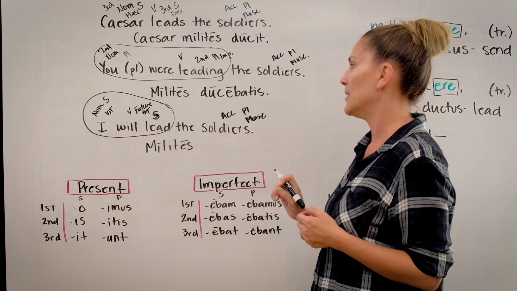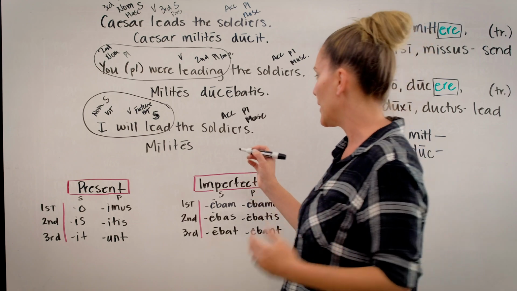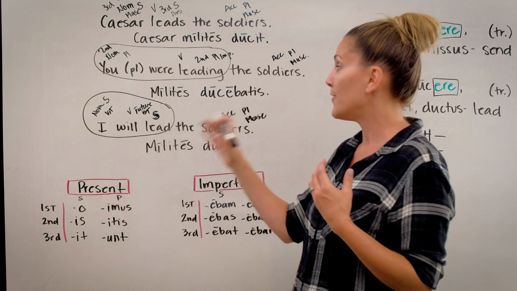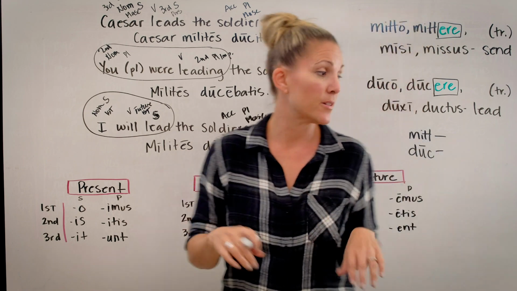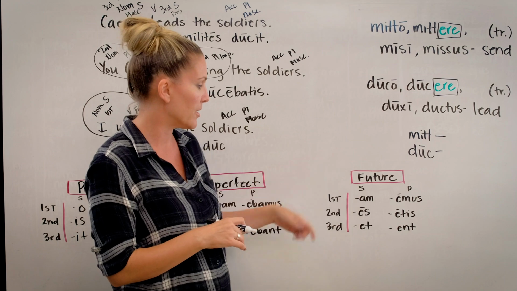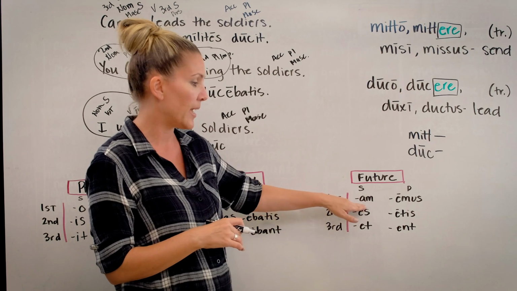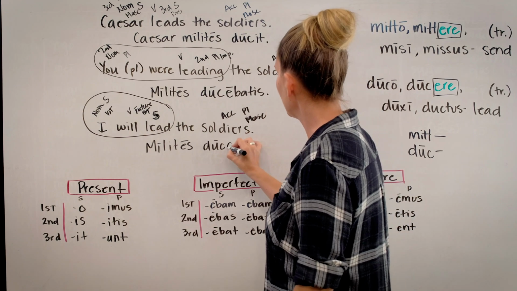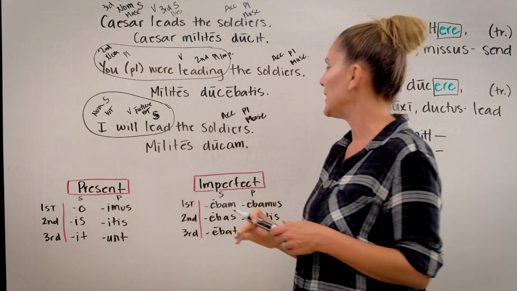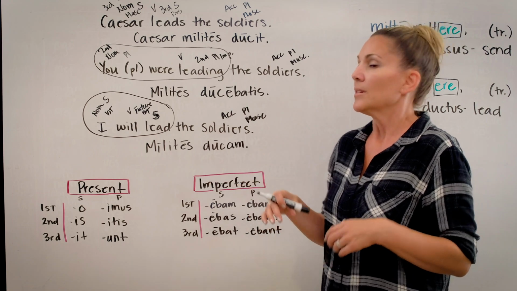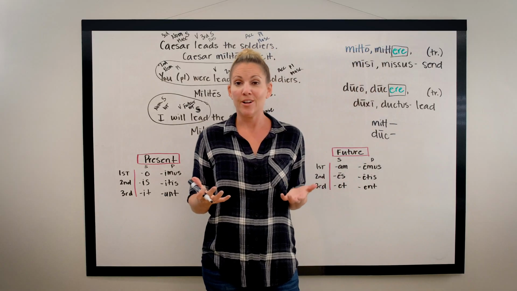And then I will lead. So again, I need my stem, which is D, U, C. And now I've got future tense, first person singular. So I'm going to look over here. So here are my future tense endings for the third conjugation. First person singular is AM. So I will put that on the end of my stem, and it would be milites ducam, I will lead the soldiers. So that's the tricky third conjugation.